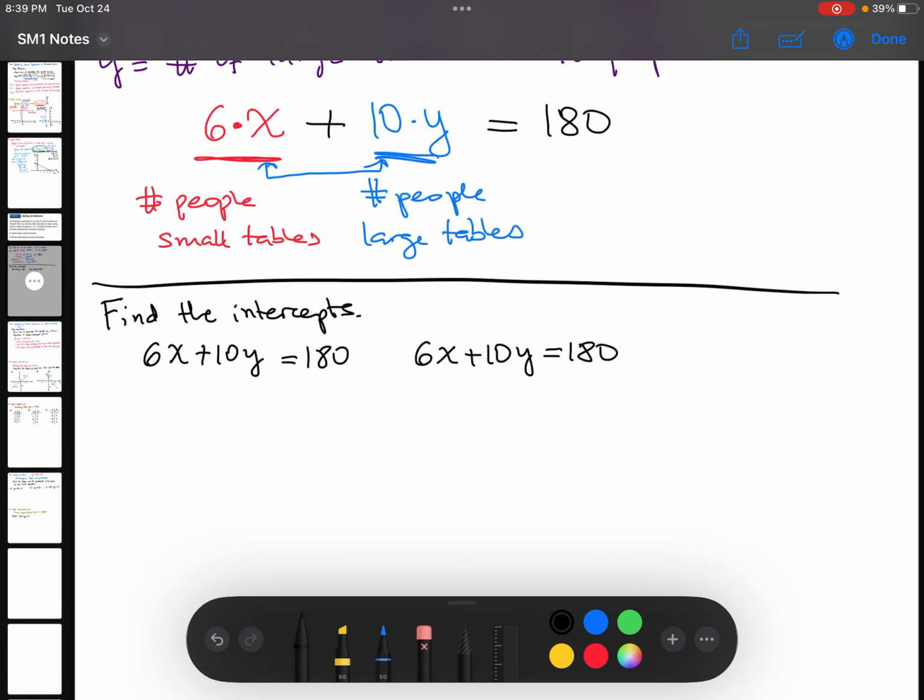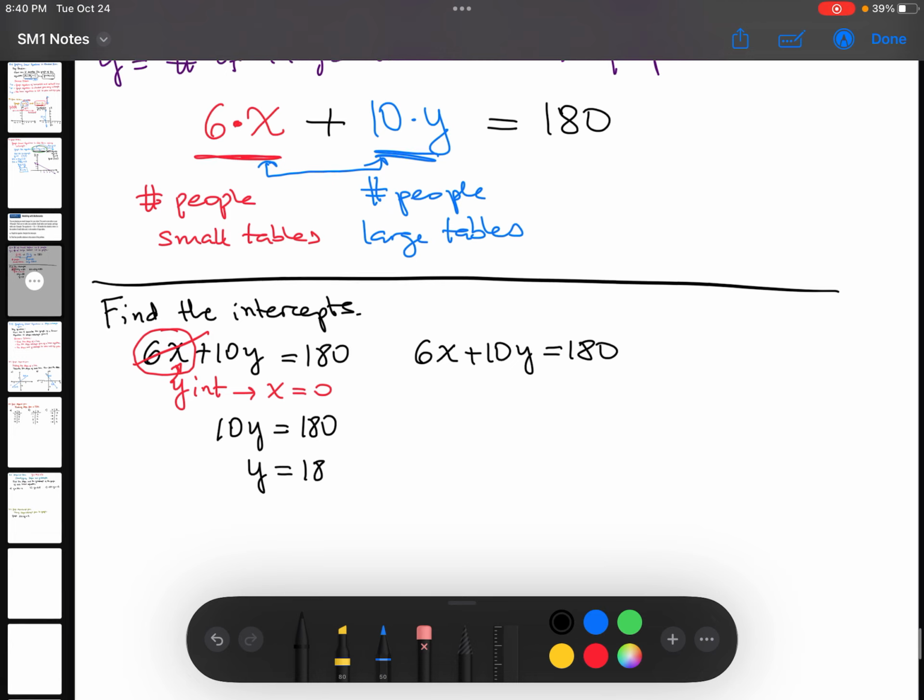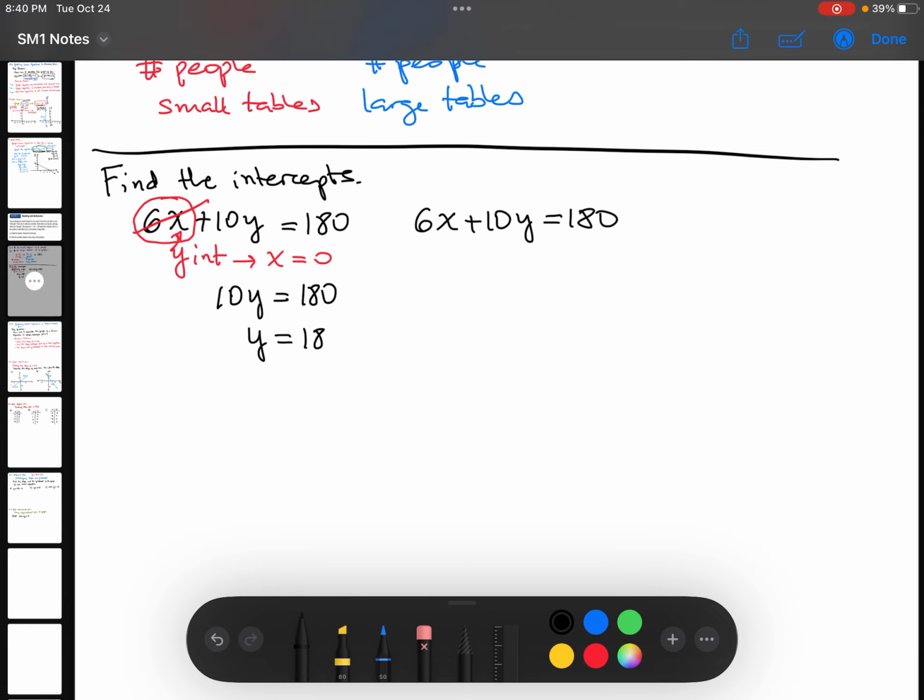Find the intercepts. Let's begin with the y-intercept. What is the characteristic? X equals 0. When that happens, guess what? The one I'm about to circle, can you see that this is going to be a 0? So it means that this is gone. You see? So 10y equals 180, which means that y equals 18. Got it? So for the y-intercept, the coordinates are 0, 18.